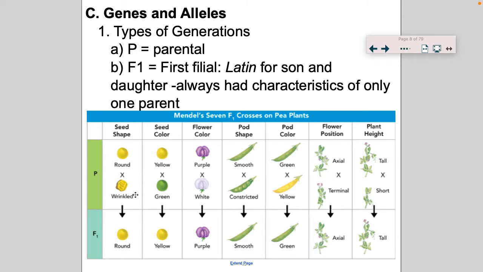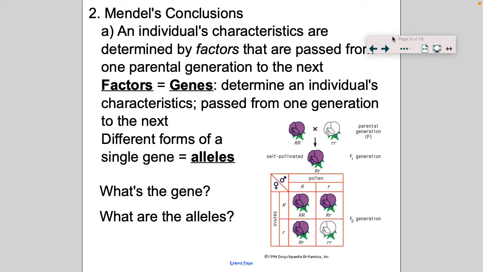He's like, what happened to the wrinkled? Yellow with green, crossed them together. All of them are yellow. What happened to green? Purple and white. All of them are purple. What happened to white? And so on and so forth. So that was one of the observations that he noticed. He also made a conclusion that the individual's characteristics are determined by factors. So factors to us today are actually chromosomes, okay, genes. We didn't know anything about chromosomes and how we inherit chromosomes, 1/2 from mom and 1/2 from dad.